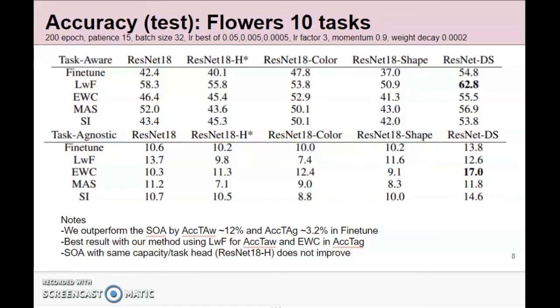To test our network, we split a dataset, in this case the Oxford 102 flowers dataset, into 10 tasks. We also tried the state-of-the-art, which would be the ResNet 18, with different continual learning approaches. Also, we have added a modified version of the ResNet 18, which has the head that we defined previously.